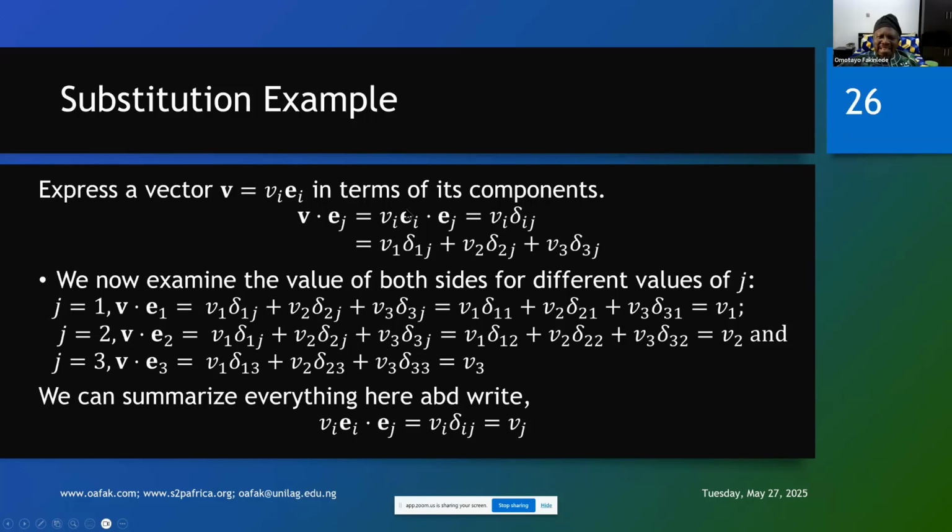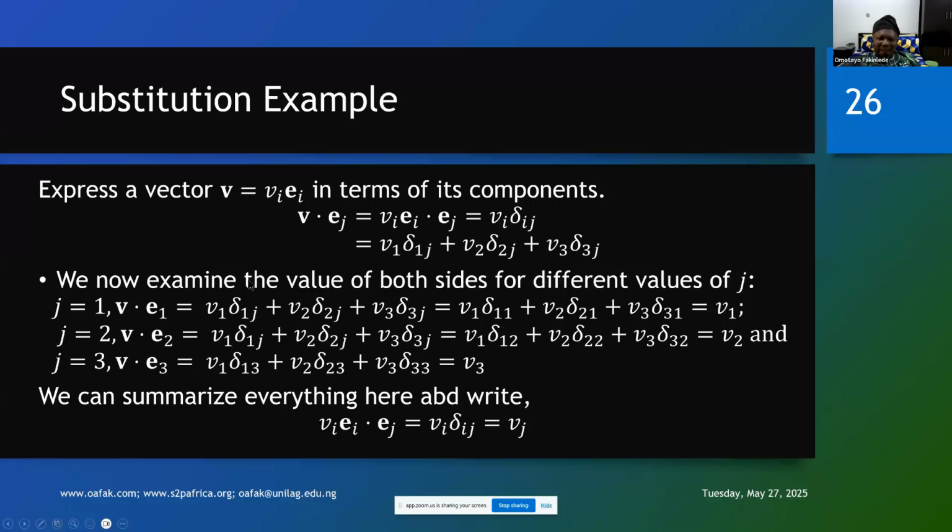But you remember that EI dot EJ is delta IJ. We've said that before. So you now have that V dot EJ is V1 delta 1J plus V2 delta 2J plus V3 delta 3J, in which case we have already allowed the summation that is implicit in the repetition of I to take effect here. So this equation and this equation are the same.